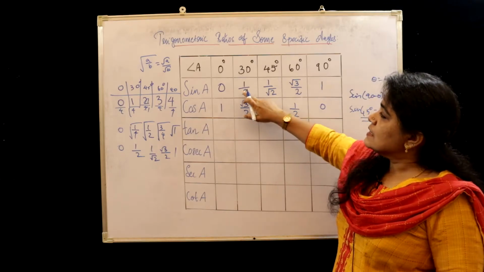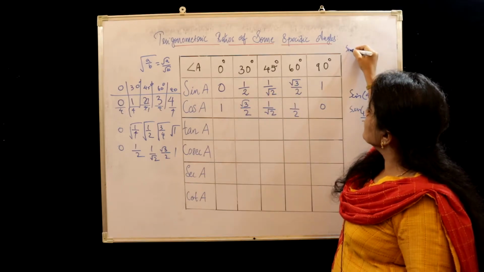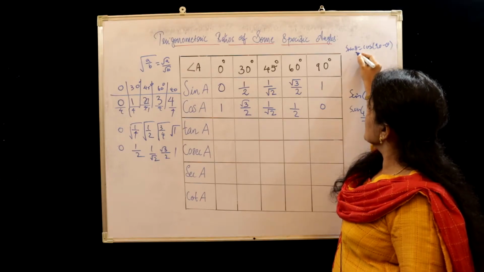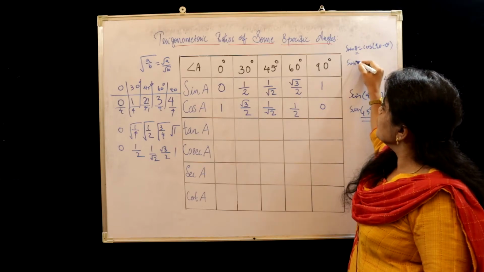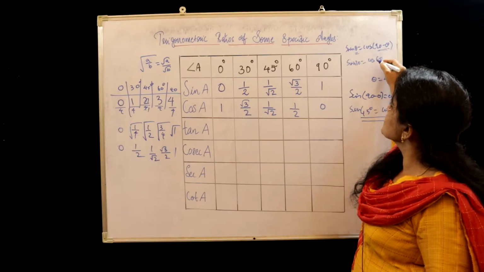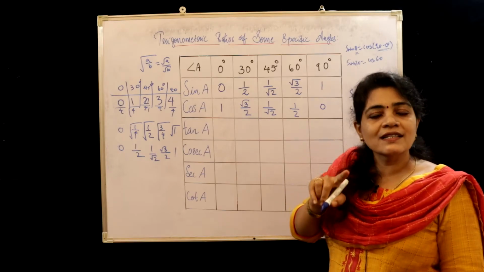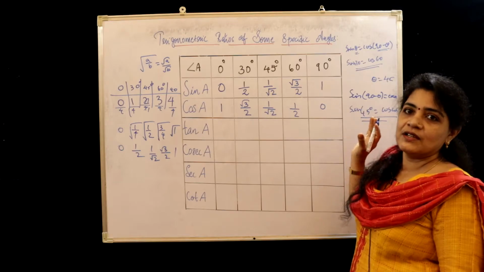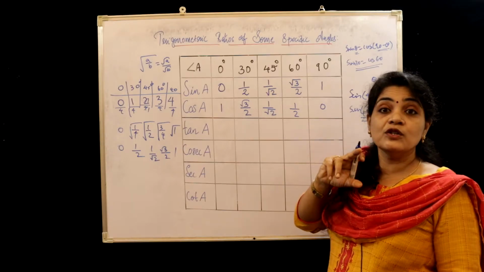The same way, children, sin 30 is 1 by 2. We know that sin theta equal to cos of 90 minus theta. Here I am substituting theta as 30. So sin 30 is equal to cos of 90 minus 30, which is 60. We know the value of sin 30 as 1 by 2, so that is equal to cos 60. See, children, because of the complementary relation, you can verify your answer also. That is sin 30 equal to cos 60.